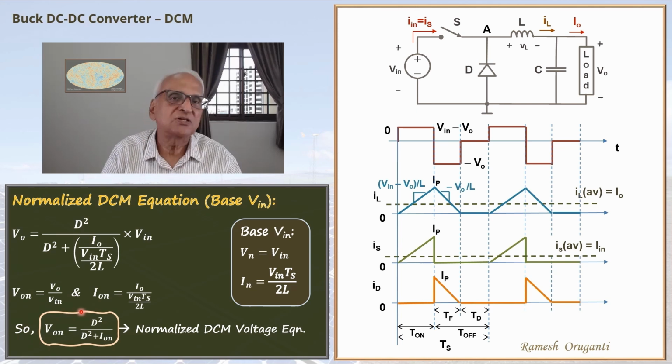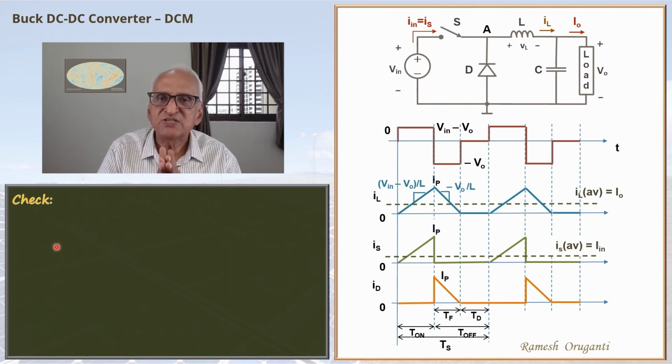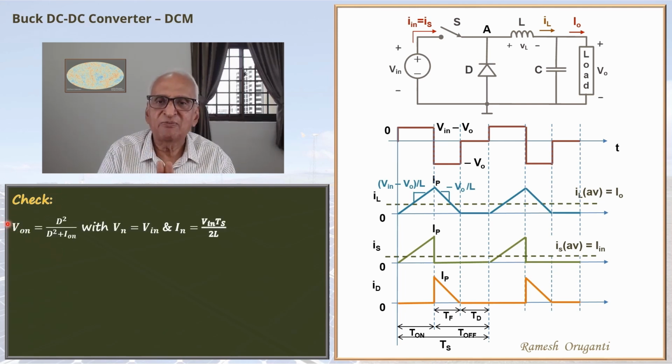And this equation is valid for all designs. I don't have to substitute the values of L and Ts, etc. separately. Next, we will do a simple check on this equation. I'm reproducing the normalized output voltage, VON equals d squared by d squared plus ION. The base Vn is V in, In is V in Ts by 2L.